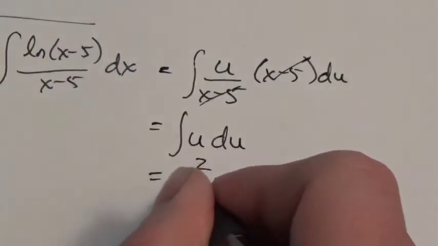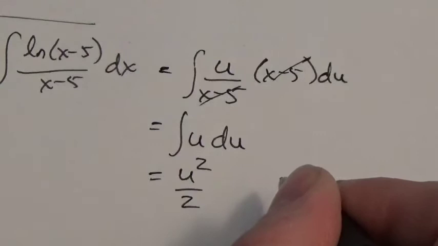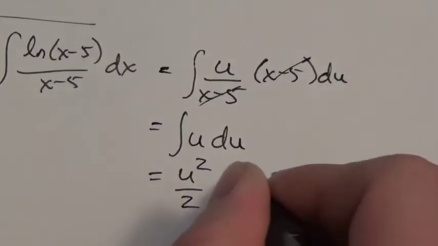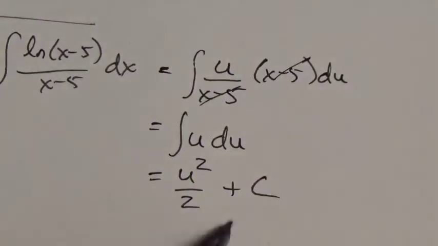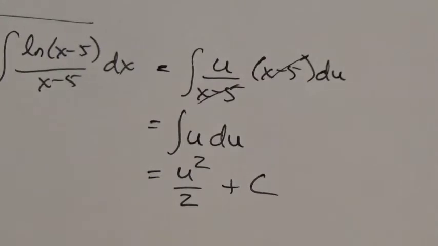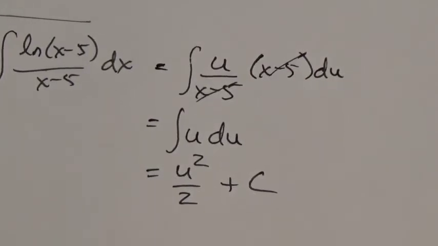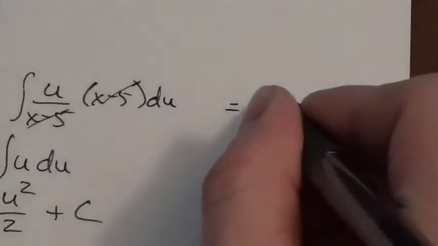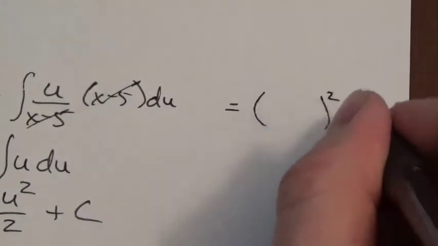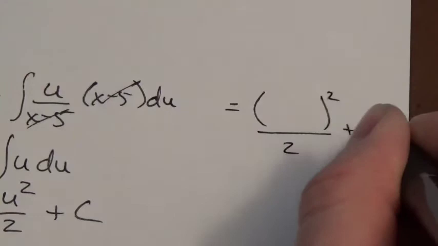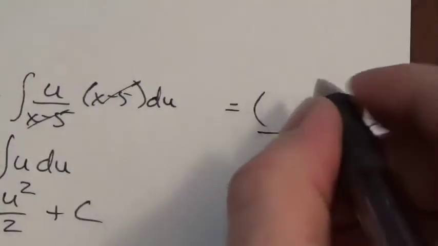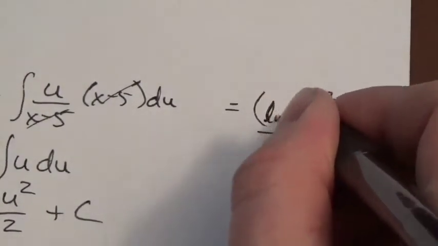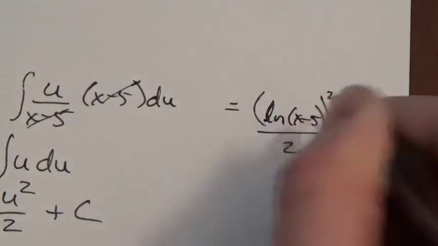That's just going to be u squared over 2 plus c. Good. Always got to have the plus c when it's an indefinite integral. And now I just got to go back in and replace the u with that expression that had x as the independent variable. So now my answer is going to be, I got to put this in brackets, squared over 2 plus c. And u in this case was the natural log of x minus 5.